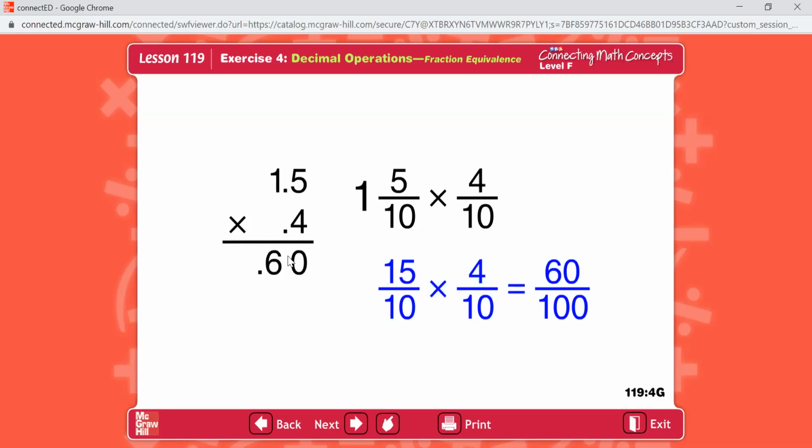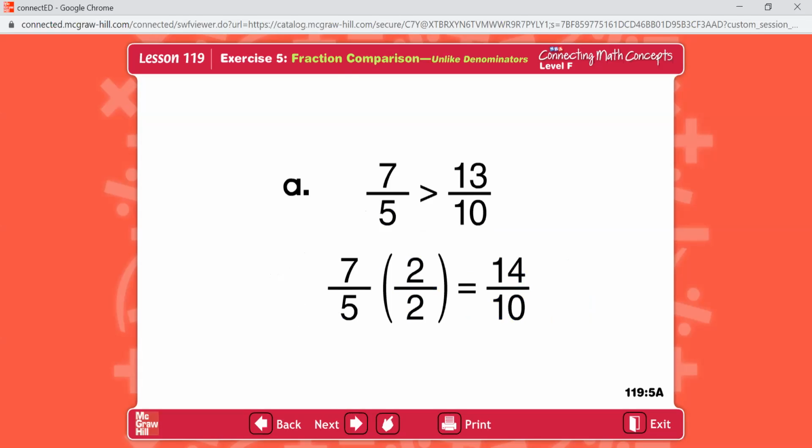You should have only rewritten one fraction. That fraction that you rewrote was 7/5. You turned it into 14/10. So, which is more, 7/5 or 13/10? 7/5 is larger. Problem B, 7/4 and 8/5. Pause the video now to do the work. Resume when you're ready to check.